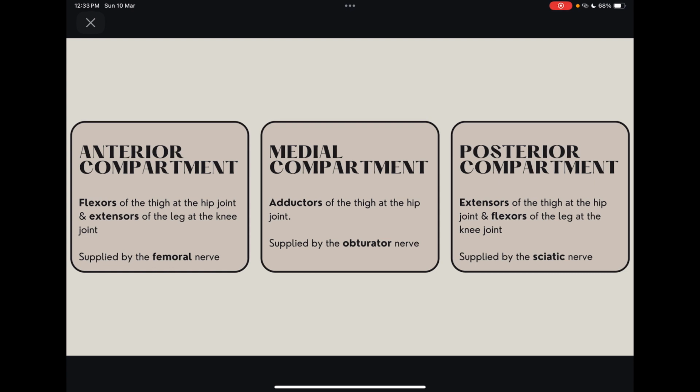Finally, the posterior compartment, these are muscles situated between the posterior and the lateral intramuscular septa, supplied by the sciatic nerve, and their movements are opposite to that of the anterior compartment. So the anterior compartment is flexing the hip and extending the knee. The posterior compartment is extending the hip and flexing the knee.